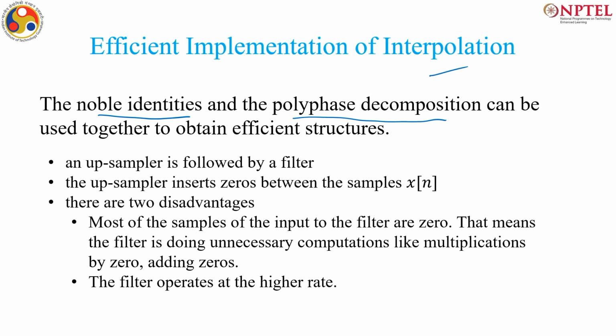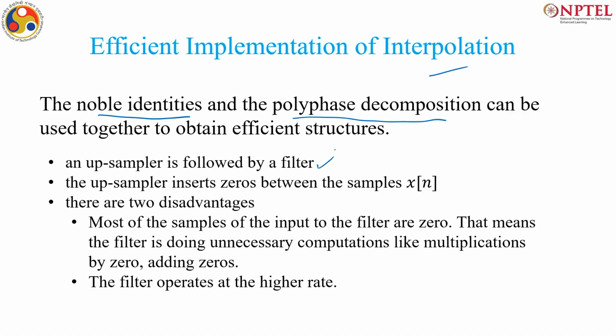And this is what I was talking about, that what is the use in changing the order of the upsampler and the filter. So, this upsampler is followed by a filter in an interpolation system, this you know. What the upsampler does? It is inserting zeros in between samples. Like if I have a sample say of length 2, which is 3, say this is 5. So, if I upsample by 3, I am inserting 2 zeros here. If I upsample by L, I insert L minus 1 zeros.